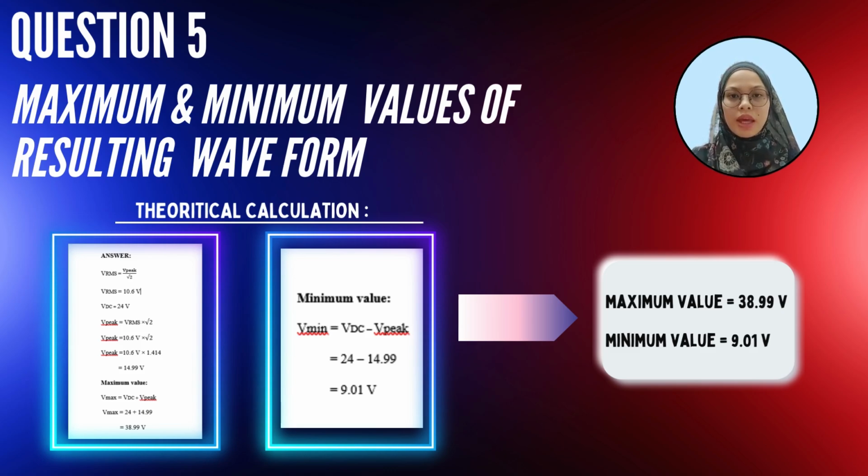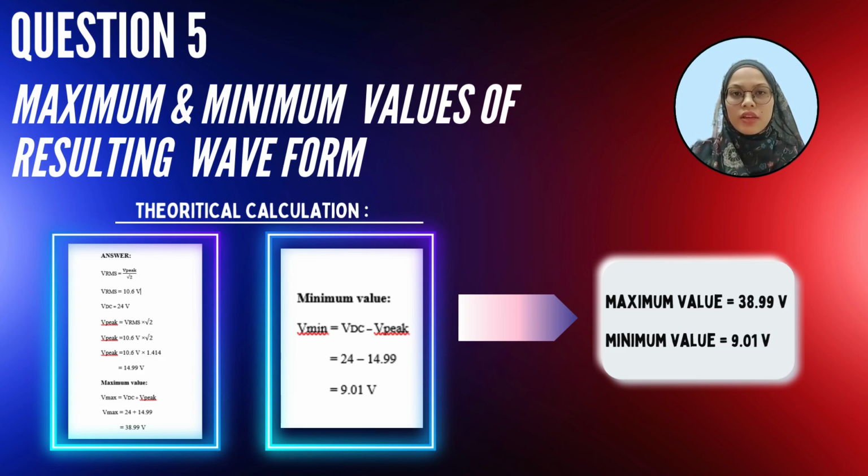To get the maximum and minimum value of the waveform, we calculate using theoretical calculation, which uses the formula VRMS equals V peak divided by square root 2, because the RMS value of 10.6 volts is a measure of the effective voltage of the sine wave. So the peak voltage, V peak, of the sine wave is related to the RMS value by V peak equals VRMS times square root 2, where 10.6 volts times square root 2, and we get the value of V peak as 14.99 volts.